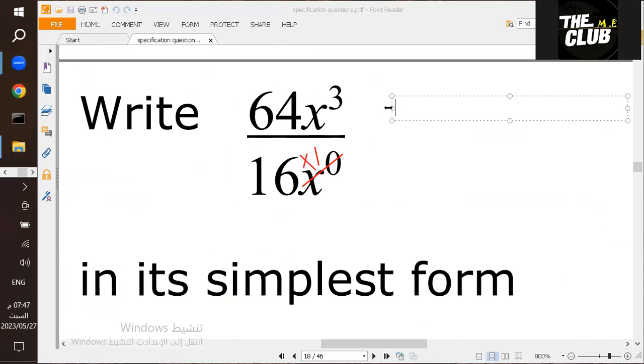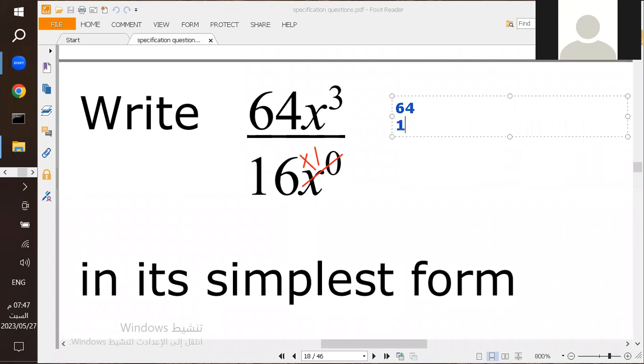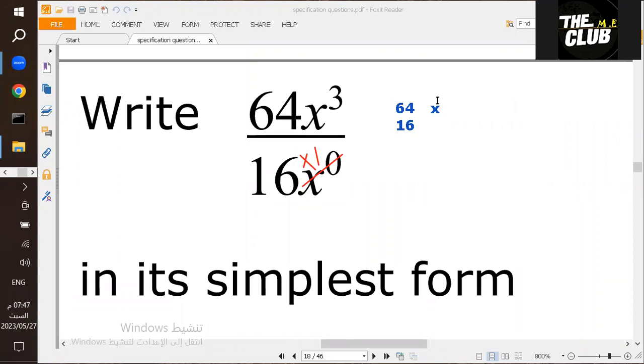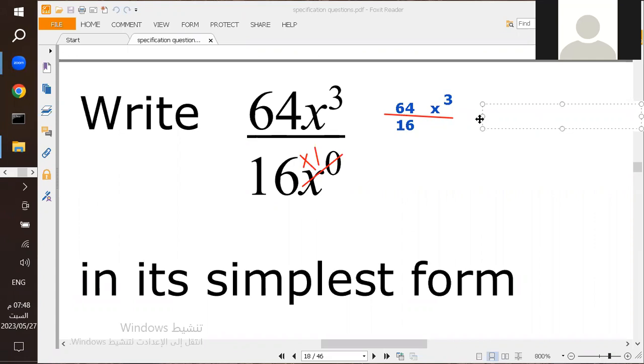And I have 64 divided by 16, multiplied by x to a power. Then 64 divided by 16, what does it equal? 64 divided by 16 is 4. Yes, 4. So it's going to be 4x to the power of 8. That's right. Okay. This is the simplest form of this one.